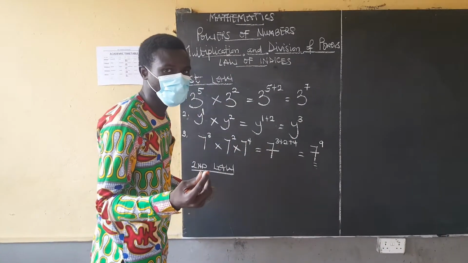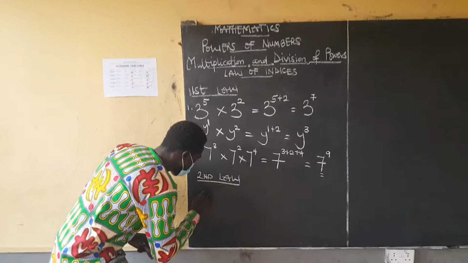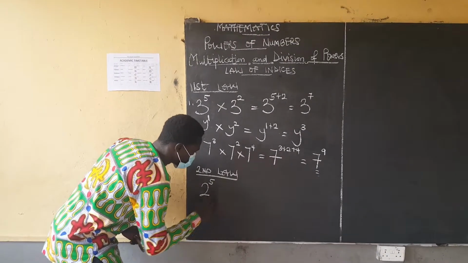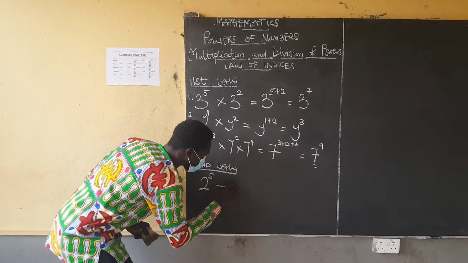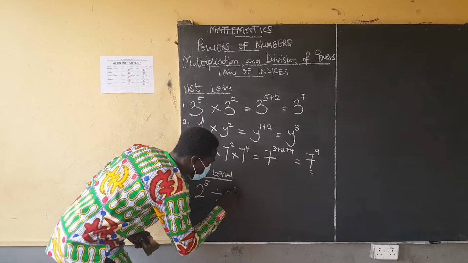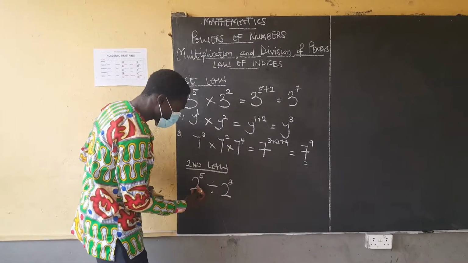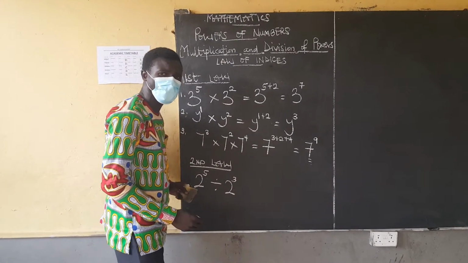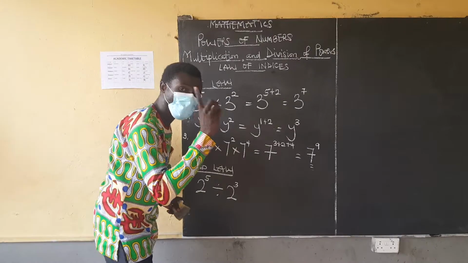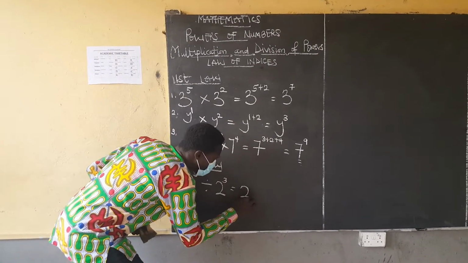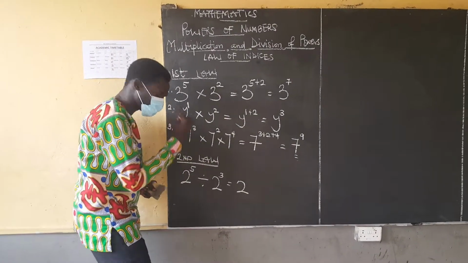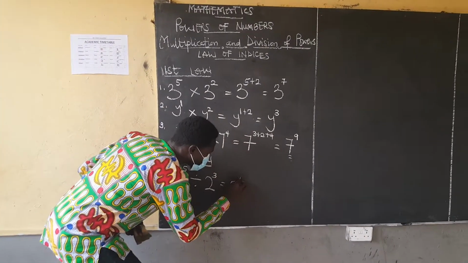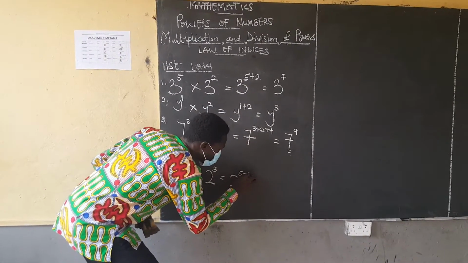If you are dividing, so let's say 2 raised to the power 5 divided by 2 raised to the power 3. Because I am dividing and the bases are the same, what do I have to do? I have to pick one of the bases and subtract the powers. The power here is 5, the one here is 3. So I'll say 5 minus 3.